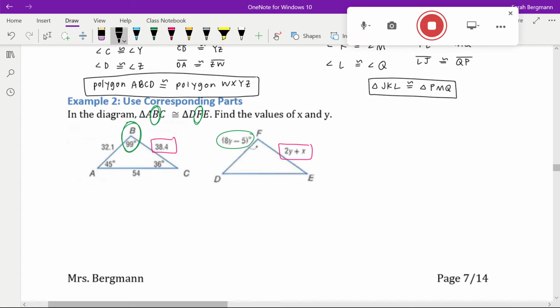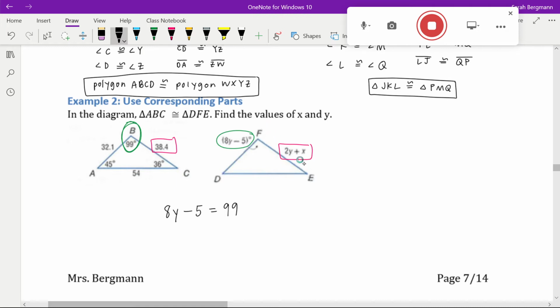Now that I have the two pieces that are corresponding, highlighted or circled or something of the sort, now I can set up an equation. I know angle B and angle F are corresponding. That means they must be congruent. Whenever angles are congruent, that means that their measures must be equal. So I know 8y minus 5 must be equal to 99.